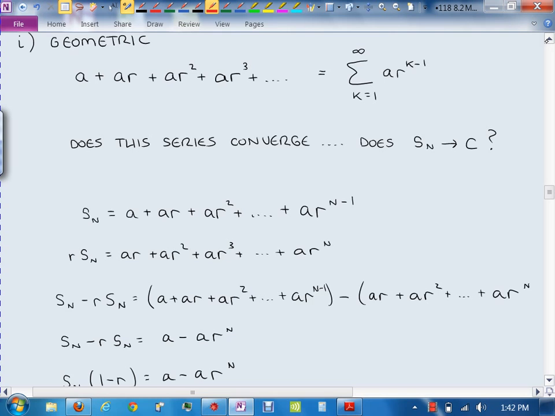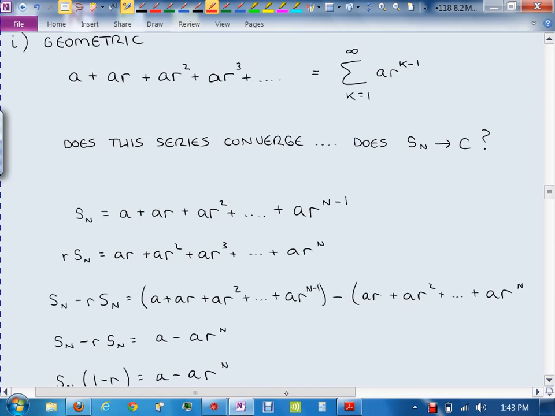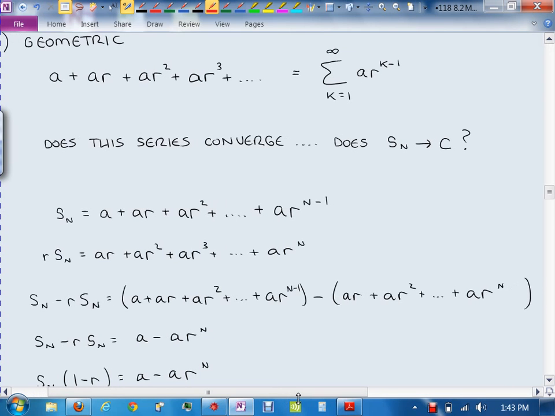Okay, now out of nowhere, I want you to take this one and subtract this one. So write this one down, S sub n, that's right here. Subtract from it r S sub n, which is this one right here. What happens? Lots of stuff is going to cancel, right? This ar is going to get wiped out by that ar. This ar squared is going to get wiped out by that ar squared. Everything's getting wiped out, right?